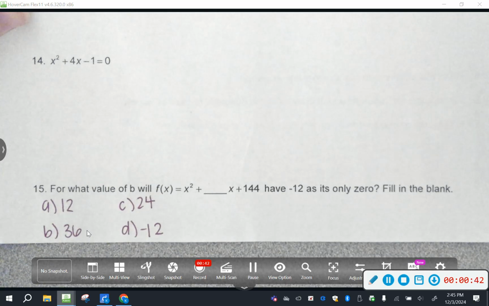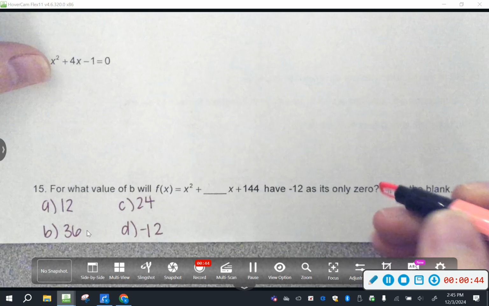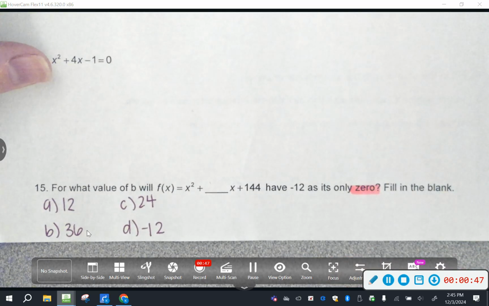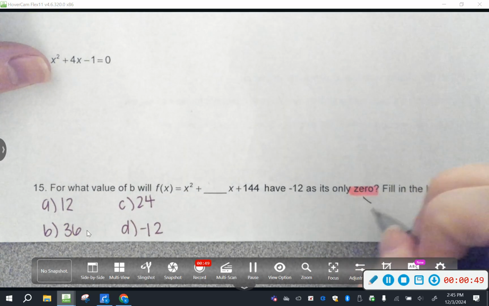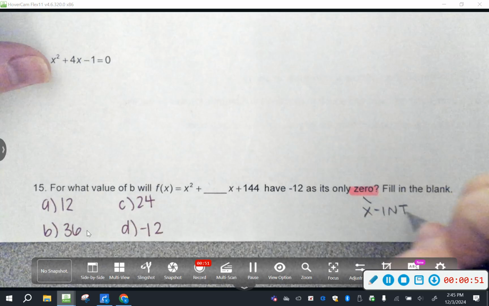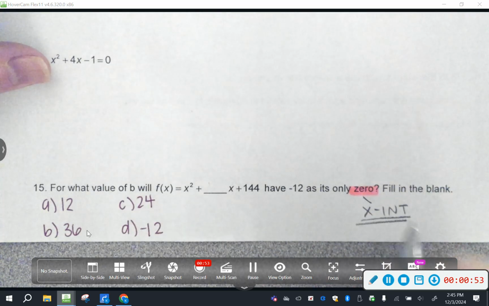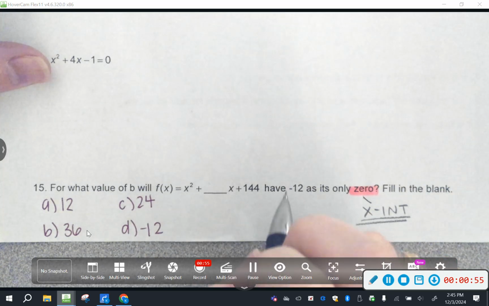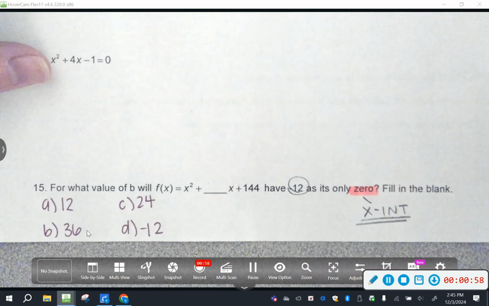A few things before we do that. One, you need to know what the word zero means. Remember, zero means x-intercepts. That is the most important part. So I want negative 12 to be the only x-intercept.